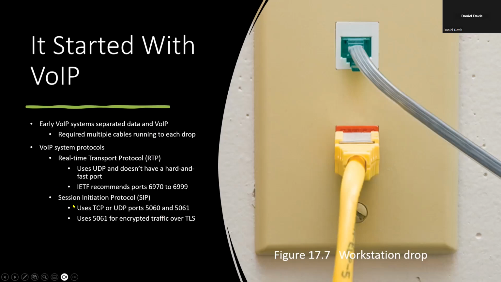The other key protocol that we're going to want to remember is SIP, Session Initiation Protocol. SIP uses TCP or UDP ports 5060 and 5061, with 5061 used for encrypted traffic over TLS.